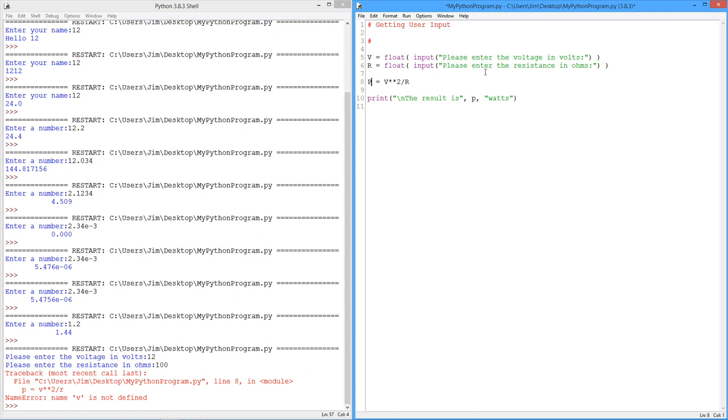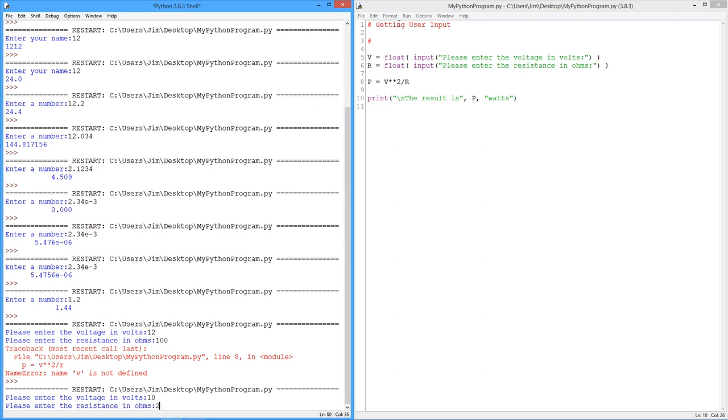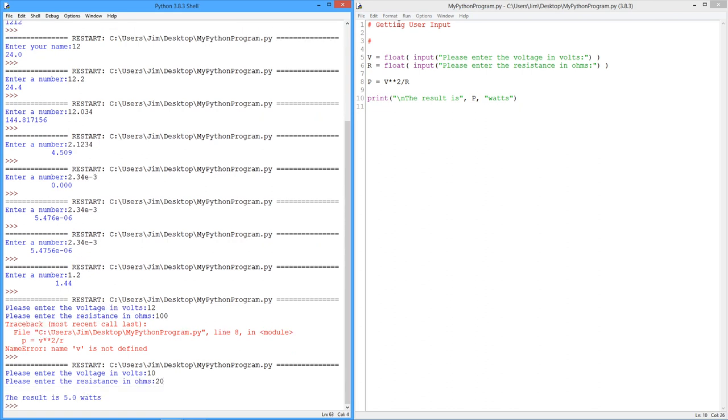One more. Do you see it? Yep, right there. So give it a run. Please enter the voltage. Let's use 10 volts. 20 ohms, 5 watts. Okay, 10 squared, 100 divided by 20 ohms. Oh, there's your 5 watts.